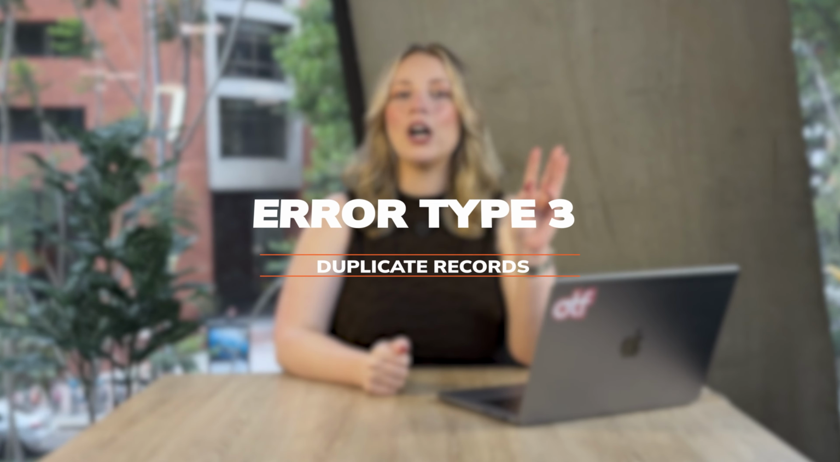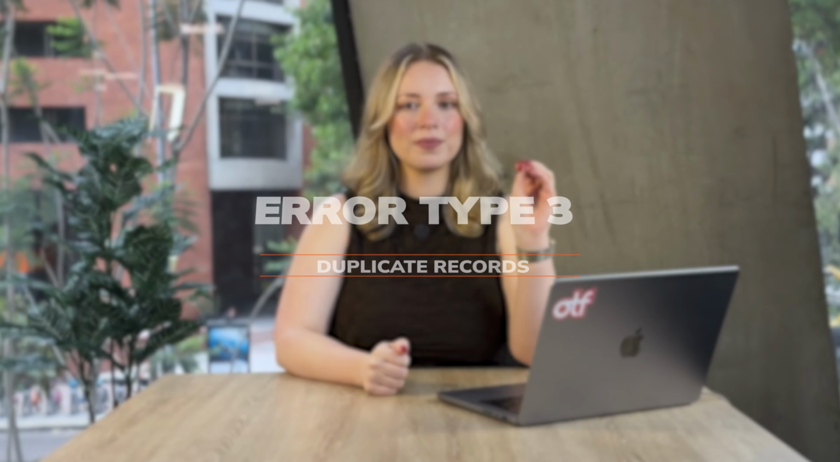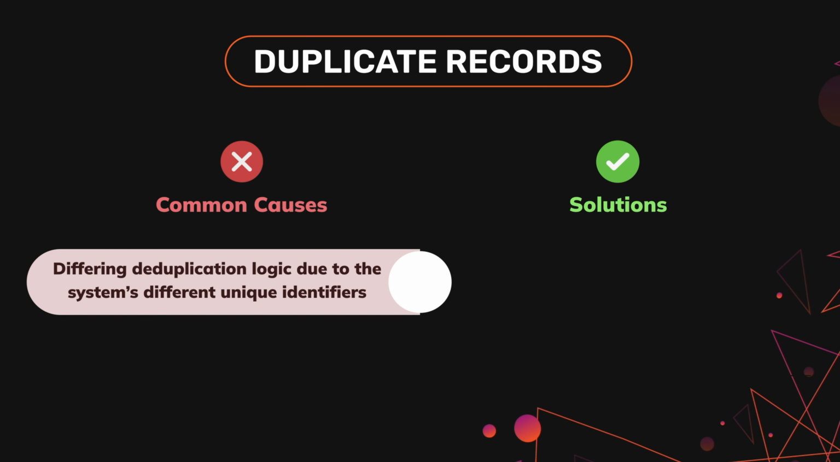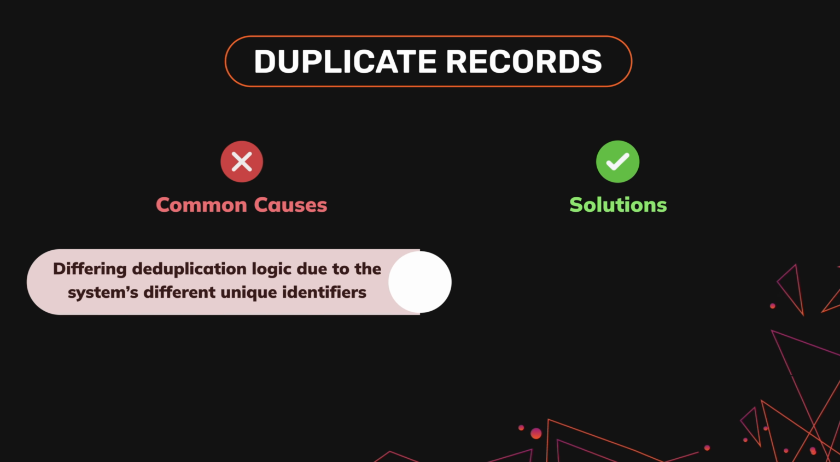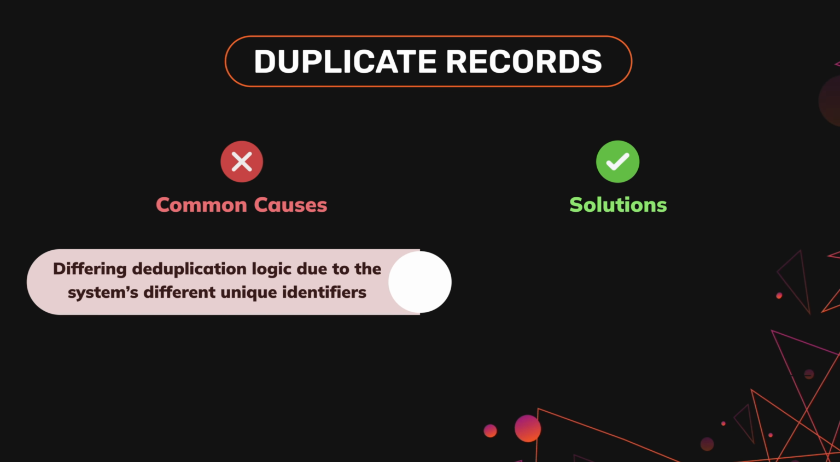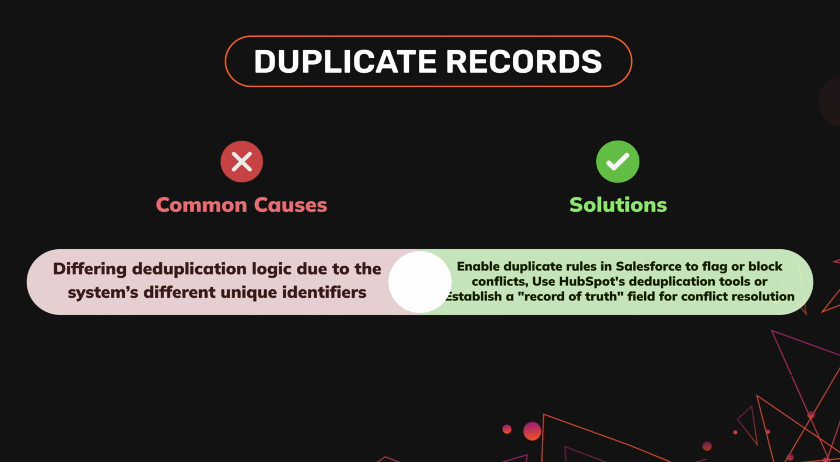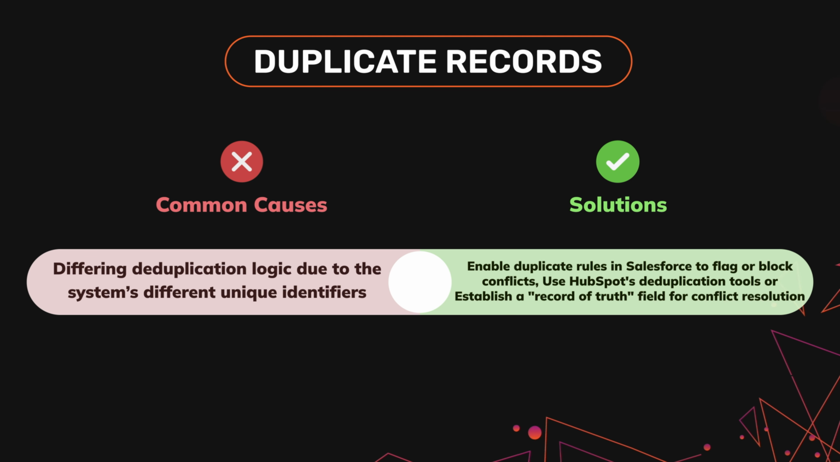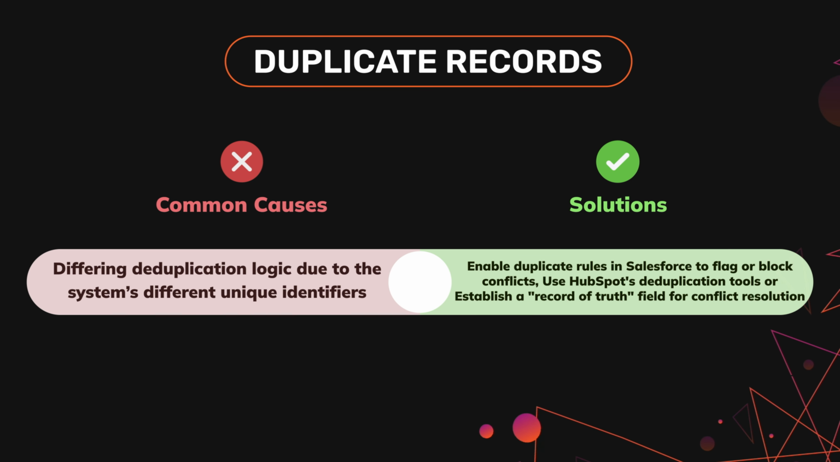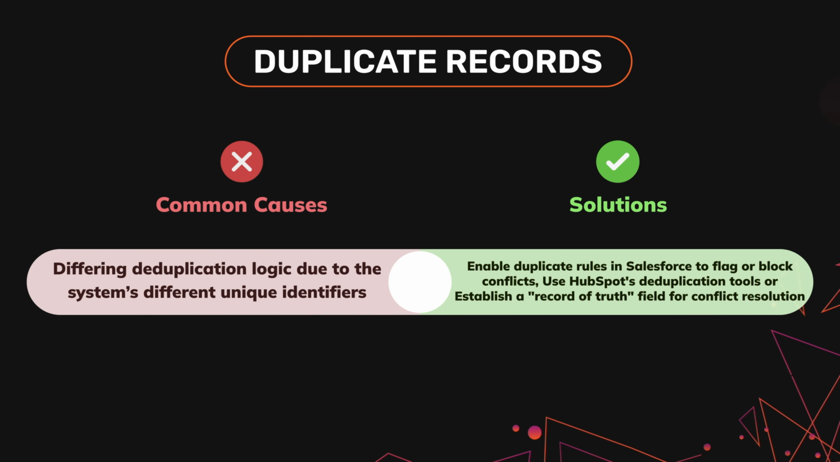Error type 3 is duplicate records. The common causes here are differing deduplication logic due to the system's different unique identifiers. Solutions here are to enable duplication rules in Salesforce to flag or block conflicts, use HubSpot's deduplication tools, or establish a record of truth field for conflict resolution.